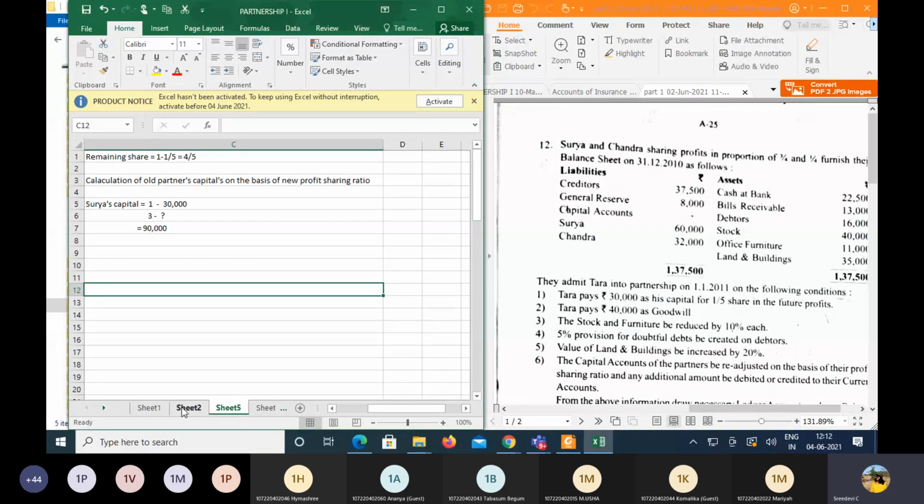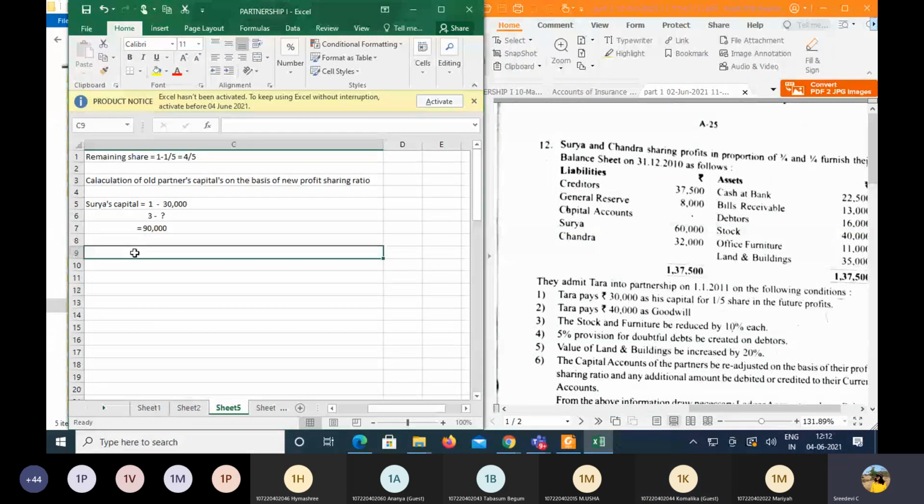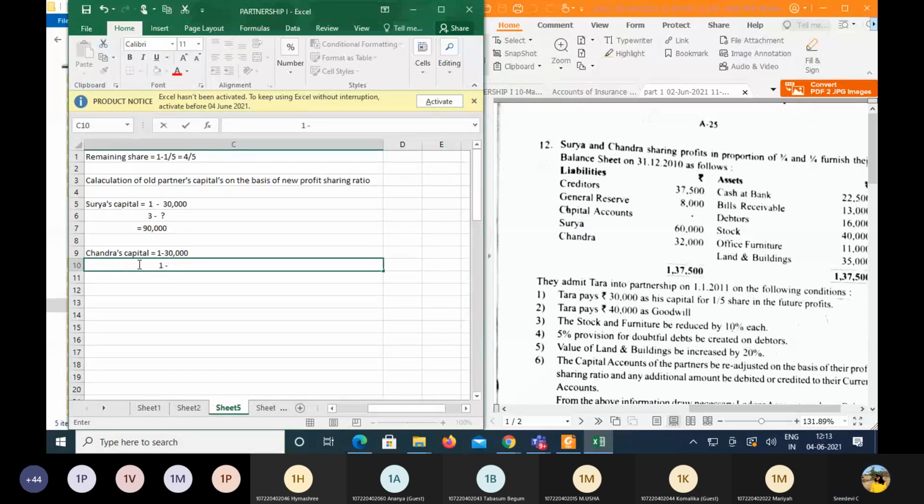Got it? Okay. Next, who's the next partner? Chandra. Chandra's capital equal to, now Chandra is again how much? Same 1. So for 1, if Tara is bringing 30,000, actually this is not required, but still let's do it. Again for 1, how much will it be? 30,000. So his capital should be 30,000.